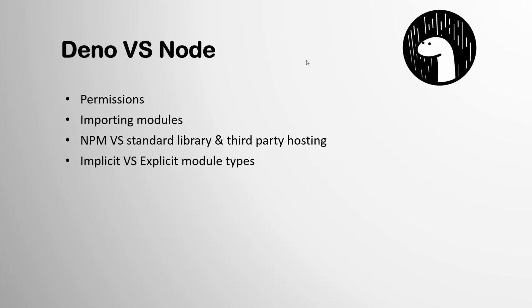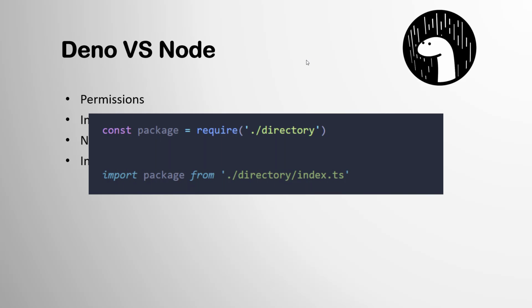All right, so the next one is implicit versus explicit module types. This is again regarding imports. In Node.js, it infers the file type for you. You don't need to specify the file type, like the .js extension is not required. And it even allows you to omit the word index altogether. For example, if you would like to import something from the index file in a directory, you can simply type the name of the directory inside the require CommonJS syntax, and you don't even need to specify the word index or its extension like .js or .ts or .tsx or whatever.